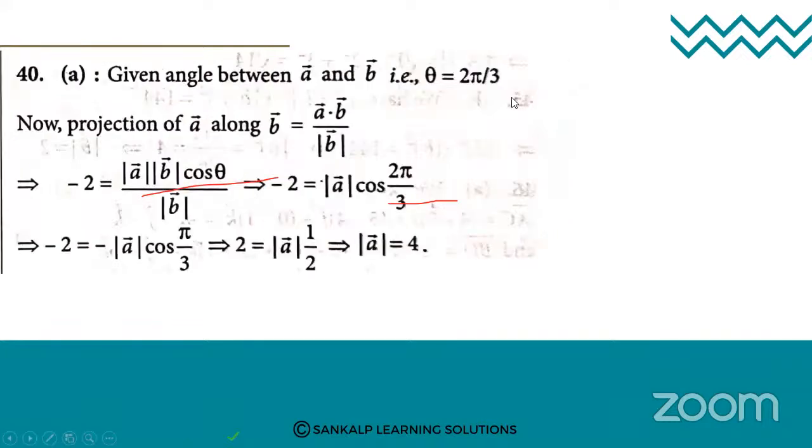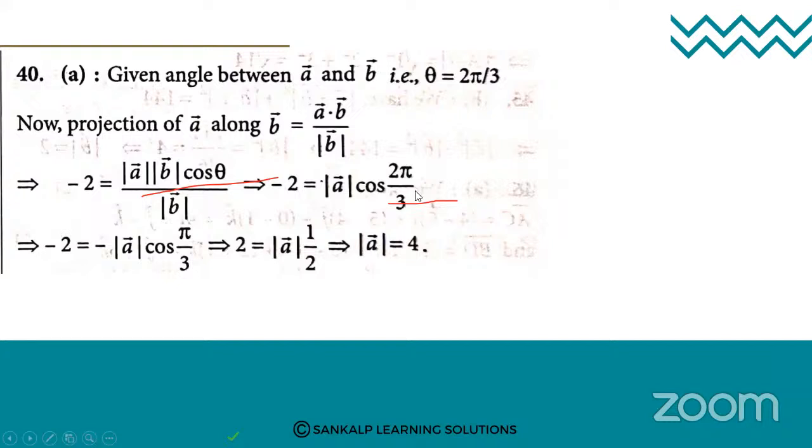So see, the first given angle is 2π/3. We will keep this as it is and make use of the projection. The formula is A dot B upon mod of B. So using the formula, we get the projection of A on B equal to A dot B divided by mod B, which on substituting and expanding gives minus 2 equals mod A mod B cos θ upon mod B. So substitute the value: minus 2 will be equal to mod A times cos 2π/3, the angle between them.